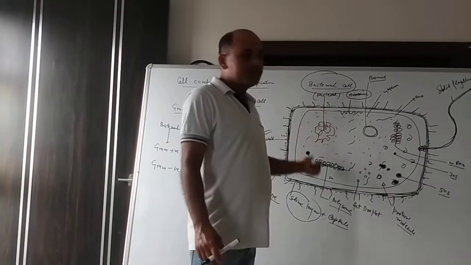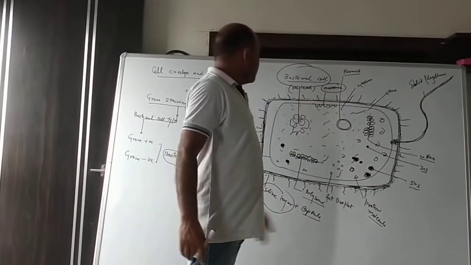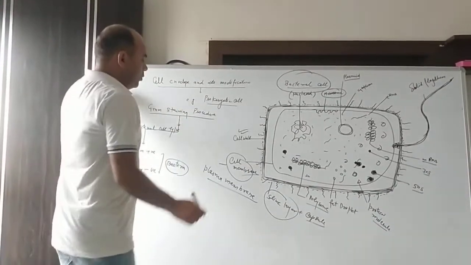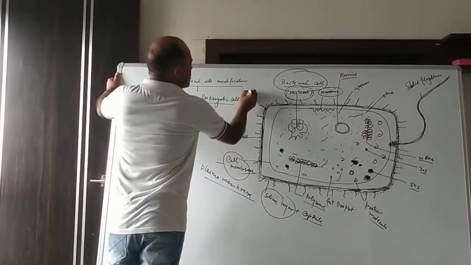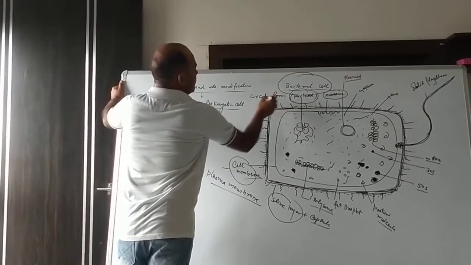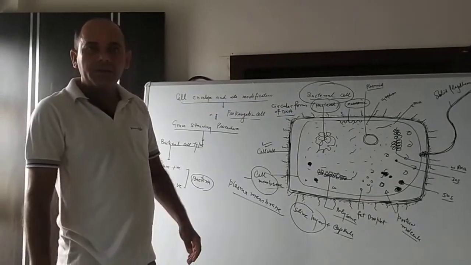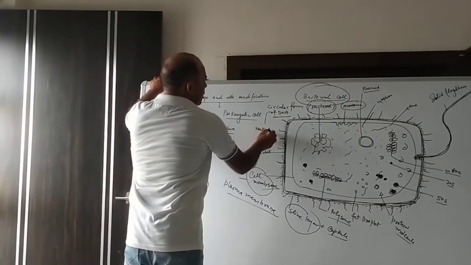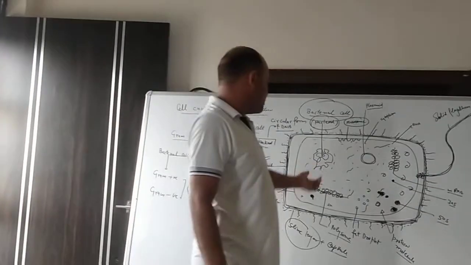This genetic material is present in direct contact with the liquid part, which is called cytoplasm. This circular form of DNA, which is present within bacteria, is called the nucleoid. Very important question. This circular form is present in direct contact with the cytoplasm.